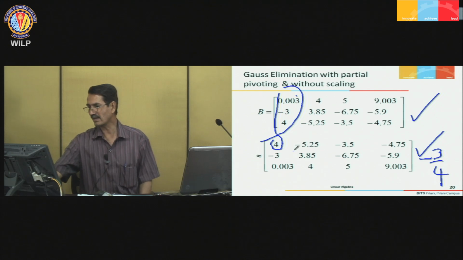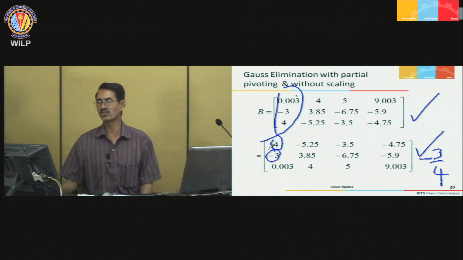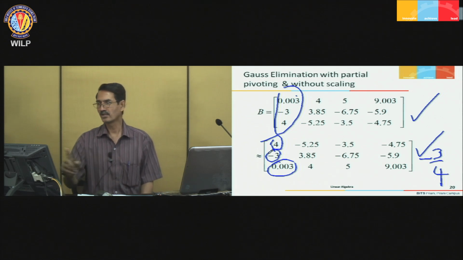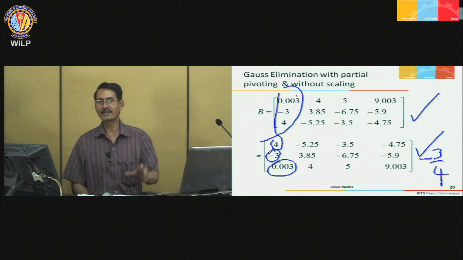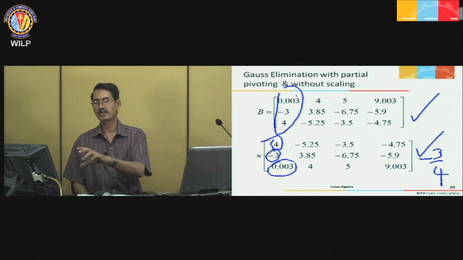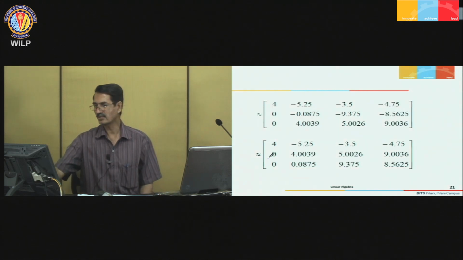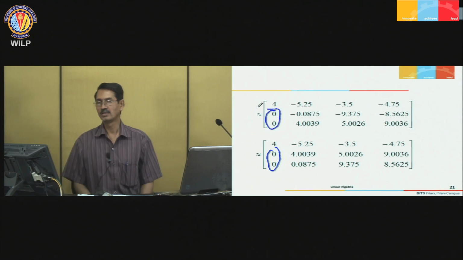Look here, minus 3 by 4 multiplied by 4 gives minus 3. Subtract from the second row, and you will get 0 here, and so on and so forth. For the next one, what is the next multiplier? 0.003 divided by 4 is the multiplier. So, multiply the first row by 0.003 by 4, then subtract from the third row, and you will get 0 here.